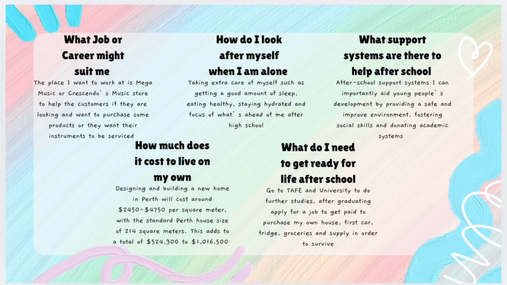How much does it cost to live on my own? Designing and building a new home in Perth will cost around $2,450 to $4,750 per square meter, with the standard Perth house size of 214 square meters. This adds to a total of $524,300 to $1,016,500.